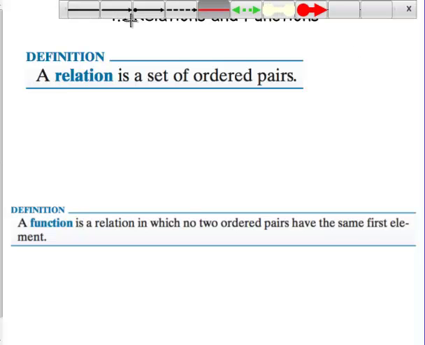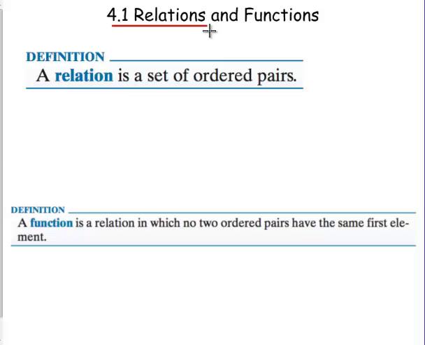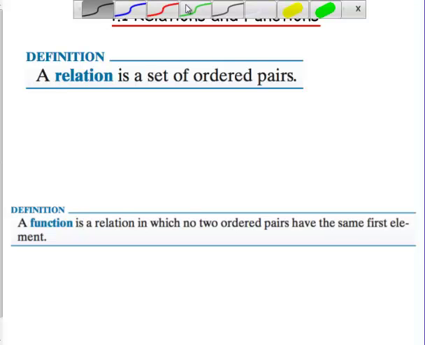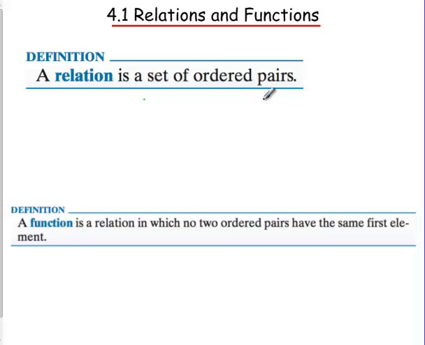Notice our title today says Relations and Functions. So we're going to tell you what the difference is between those two. All right, so the first one right here. A relation is a set of ordered pairs. You can pair anything that you want. So for example, most traditionally, you guys will think of numbers.